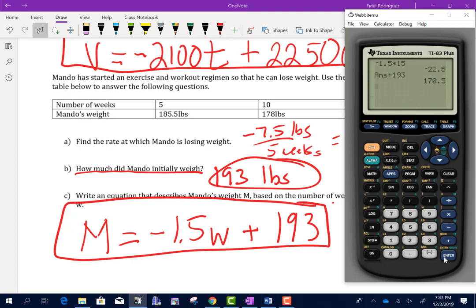Or suppose we said something like, suppose Mondo's goal is to weigh 160. How many weeks would it take him to get to 160? And we could figure something like that out. But basically, that formula that we wrote right here, Fred, will tell me all that information, right? So if I know how many weeks he's been working out, we can know his weight. If we want to know his target weight, we can figure out how many weeks it would take him to get there.